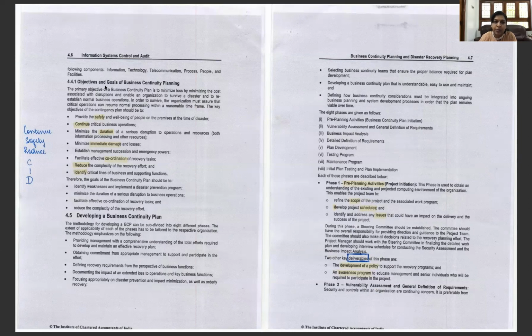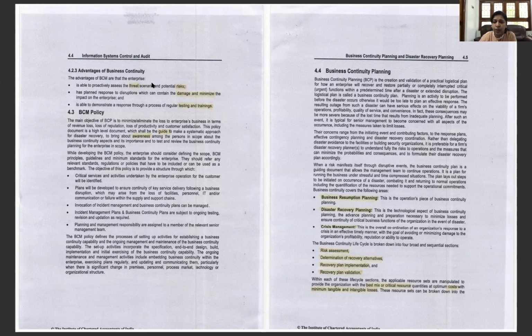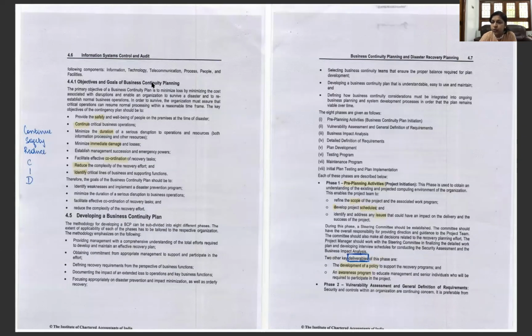Next comes the objectives and goals of business continuity planning. We have all seen why we need BCP. What are the components of BCP? What are the objectives and goals of BCP is what comes next. The primary objective, we know, is to minimize the loss by minimizing the cost, to enable the organization to survive the disaster and to resume normal operations very quickly. So this is the primary goal.